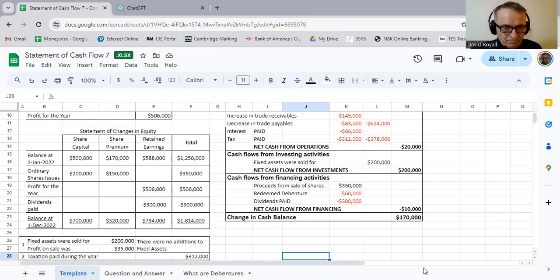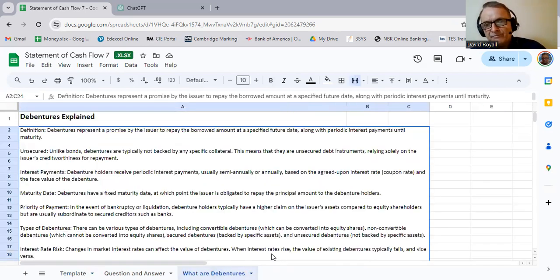Okay, I've put a piece there on debentures, so by all means have a look at that. It tells you very briefly about debentures. I won't harp on that. You're quite capable of reading it. And it's the kind of thing that you can find about 100 Google videos on.